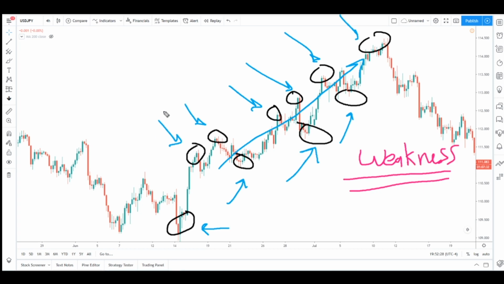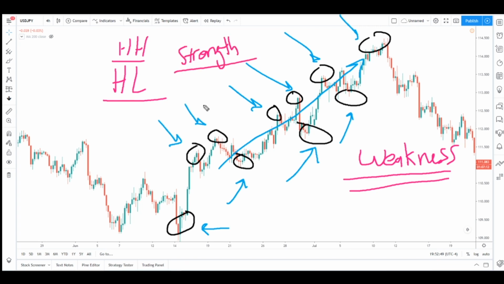Well, let's go back to our definition. We'll keep things very simple here. Our definition of strength was higher highs and higher lows. Higher highs, HH, and higher lows. So if that's our definition of strength to an uptrend, then what's our definition of weakness? Well, we can kind of reverse engineer this, and let's say we flip the script. What if we had lower highs and lower lows? Would this not, by our very own definition here, be the start or potential start of a different direction trend?